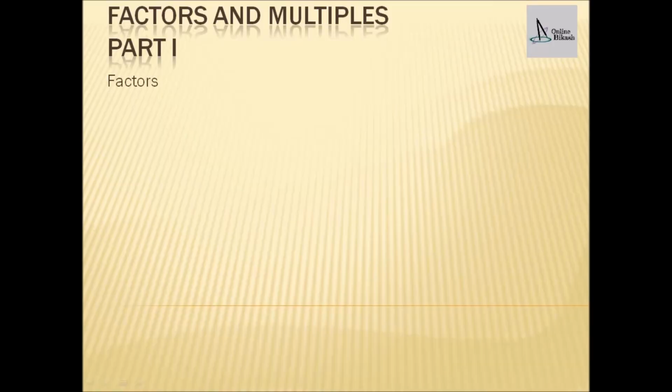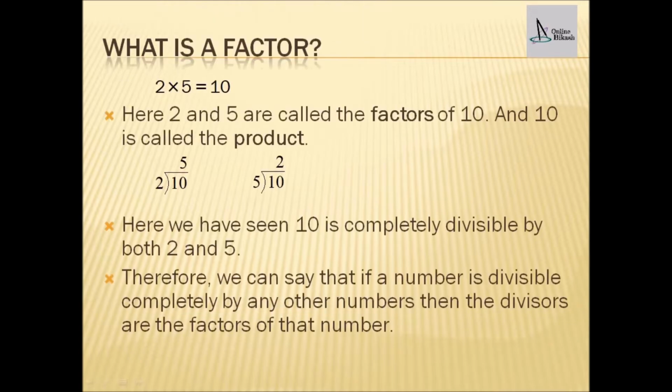Factors and multiples, part 1. Factors. What is a factor? 2 into 5 equals 10. In here, 2 and 5 are called the factors, and this 10 is called its product. Okay? Are we clear with the factors and product?